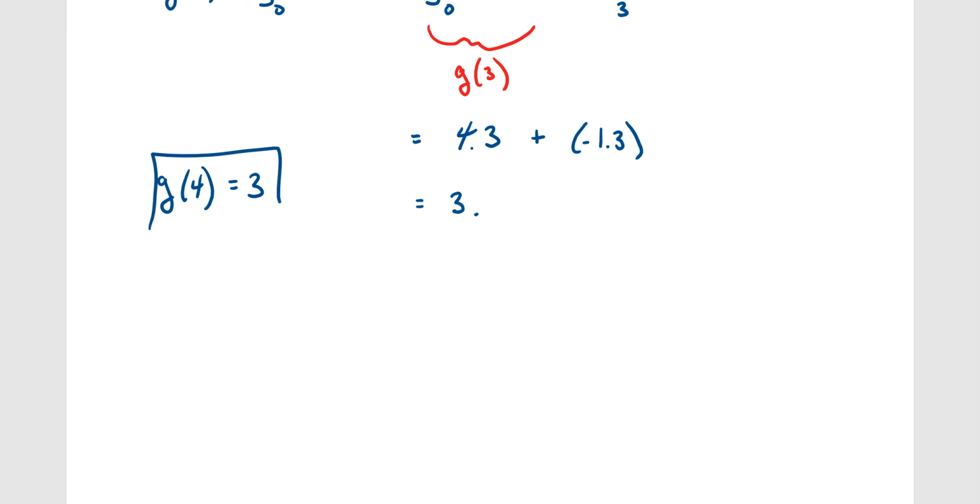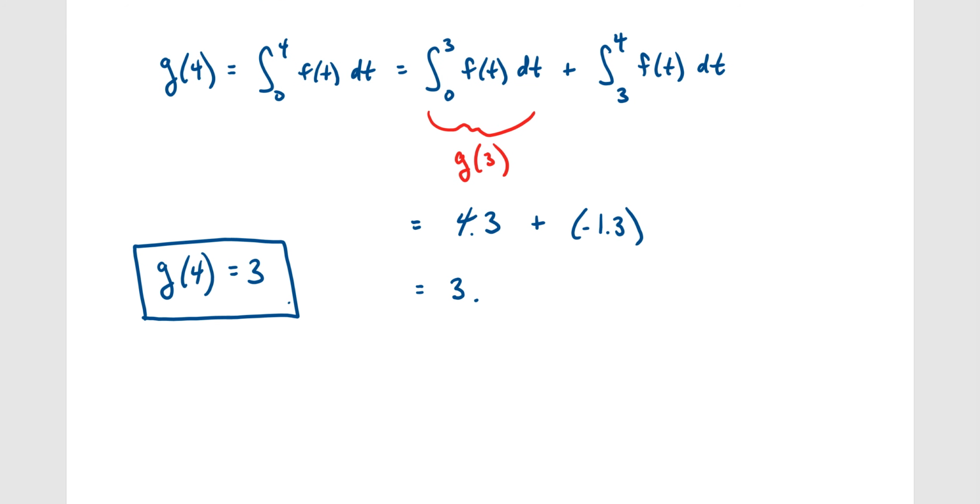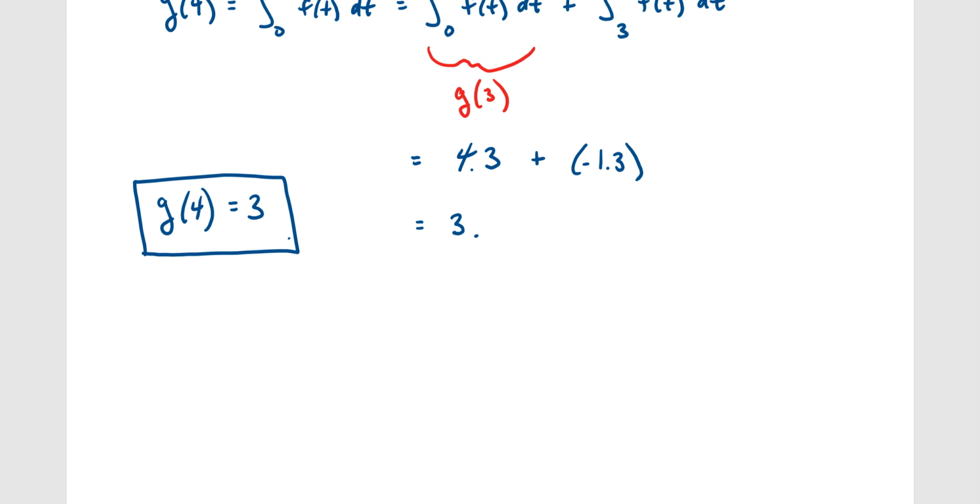So remember, the integral actually tells us the net area underneath the curve, meaning it could actually be negative because the area under a curve is negative. Okay, last one, we have g of 5.